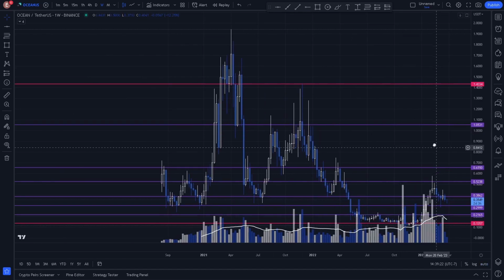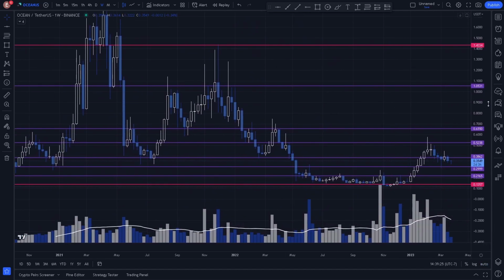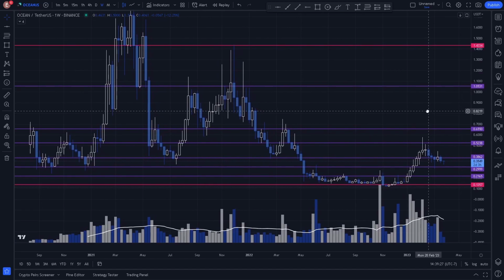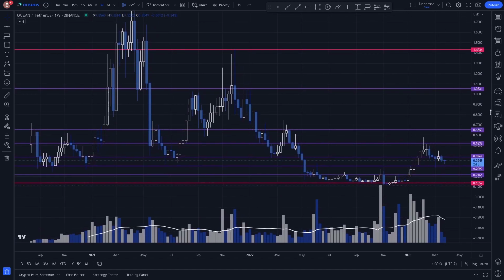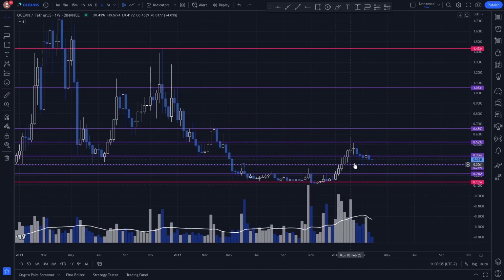So, zooming out, these are all the key levels plotted on the monthly and weekly chart for Ocean. Go ahead and plot these levels on your own chart so you can learn and understand where price may react to as it rises or declines.